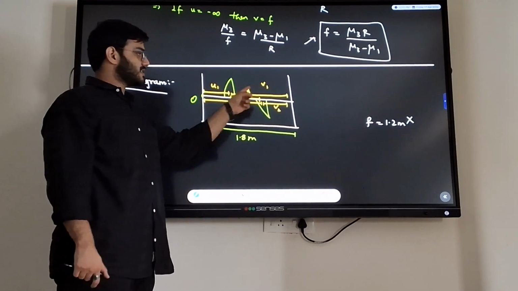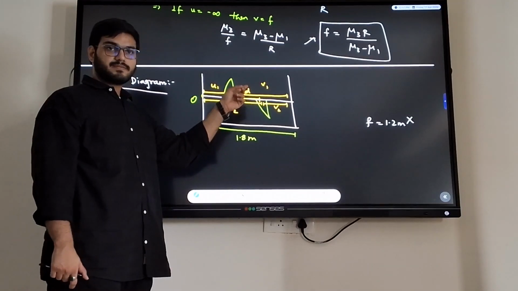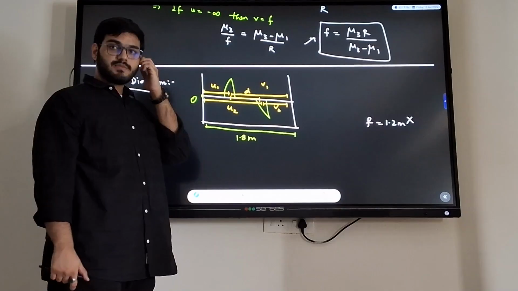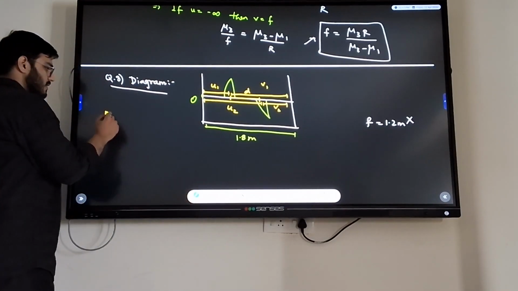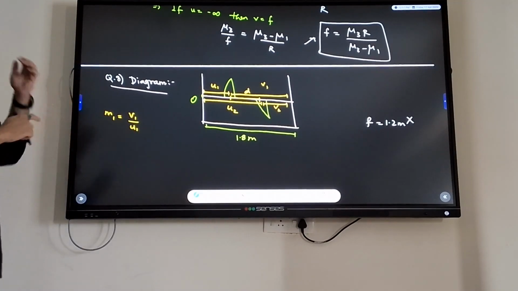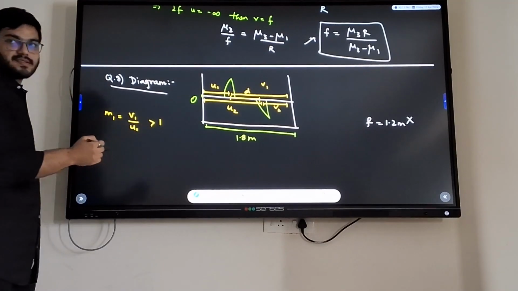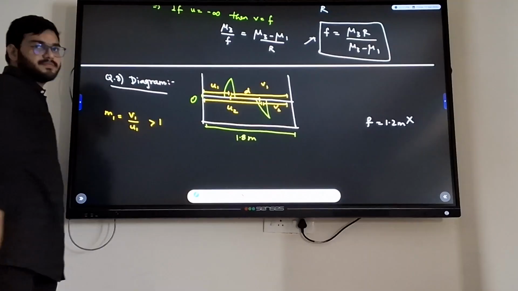What will be the magnification here? Will it be greater than 1 or less than 1? For lens L1? Greater than 1, no? It looks like that because M1 is equal to V1 by U1. And I think V1 looks greater than U1, no? So this is going to be greater than 1. So I think whatever is given, that magnification equal to 2 is for lens L1.